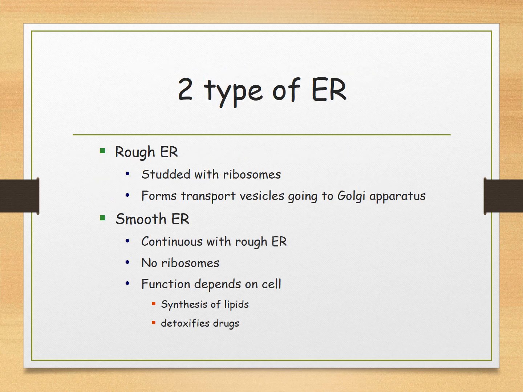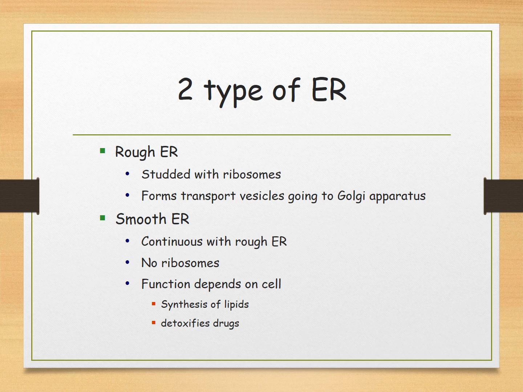But what does it do? There are two types of endoplasmic reticulum. There is rough ER. This is studded with ribosomes. Just remember, ribosomes are where proteins are made. And so rough ER contains the ribosomes. It forms and transports vesicles going to the Golgi apparatus. Right? The proteins are made on the ribosomes, and then they're transported next to the Golgi apparatus.